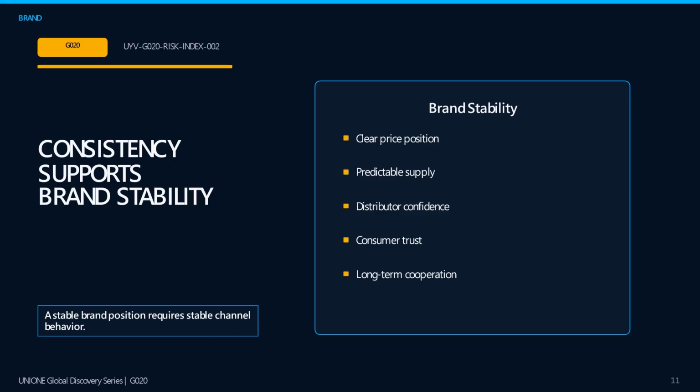The market should understand the product's price position, supply source, and intended sales level. Distributors need predictable supply before investing in promotion and inventory. Consumers also need confidence that the product is properly imported and supported. When these conditions remain stable, the brand can develop through long-term cooperation rather than short-term sales.